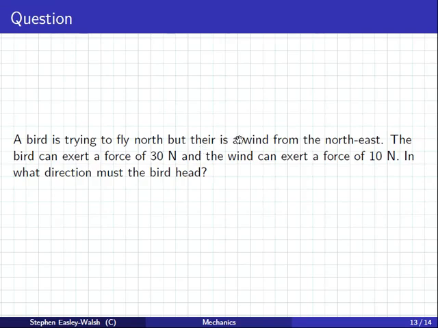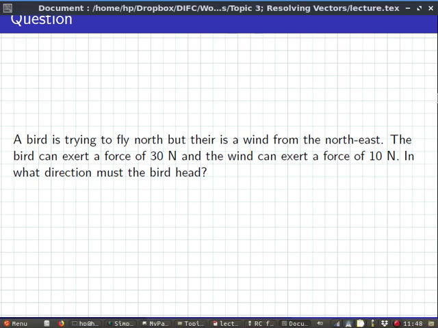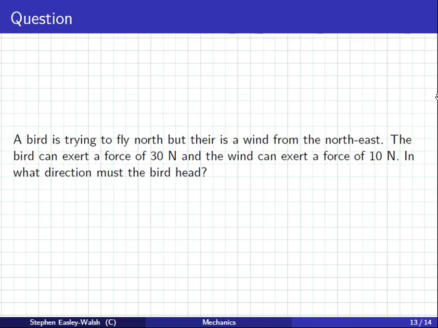The bird can exert a force 30 and the wind 10. What direction must the bird head?